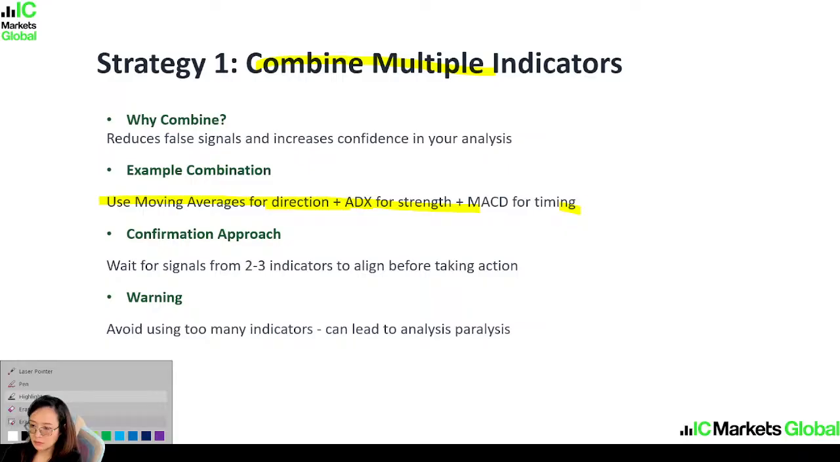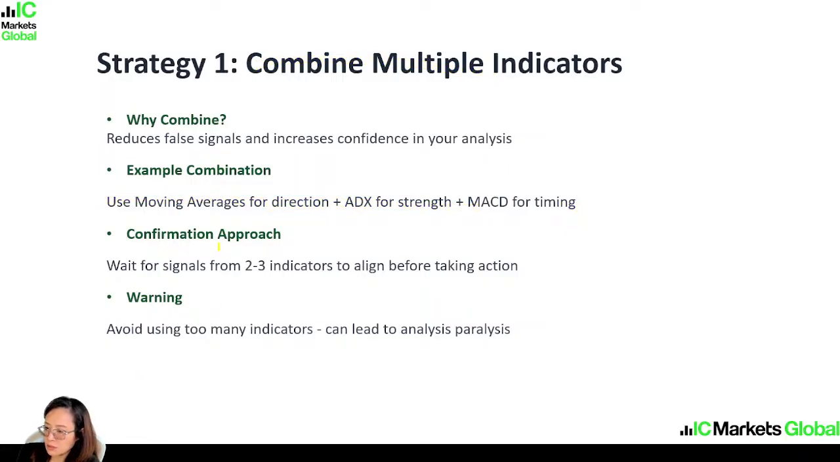So the next one, confirmation approach. Wait for the signals from 2 to 3 indicators to align before taking action. And a warning: avoid using too many indicators, as it can lead to analysis paralysis. So I think 2 to 3 should be enough. More than 3, I think, is too much.